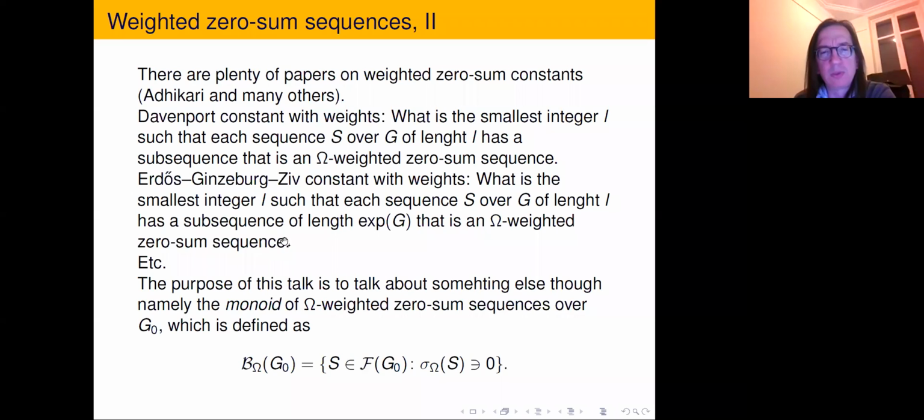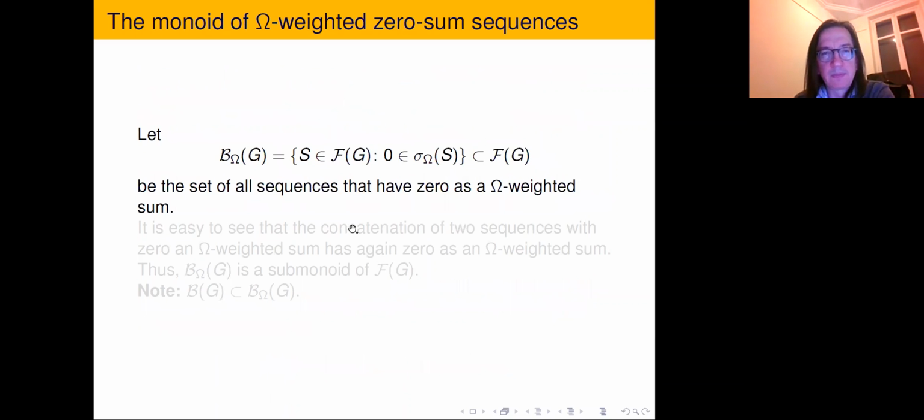But in this talk, we do something slightly different. So we rather study the arithmetic of this monoid of omega weighted zero-sum sequences. So we don't do zero-sum constants, but more arithmetic of these monoids. And so here's the definition correctly. So the monoid of omega weighted zero-sum sequences, these are all sequences over G_0 such that 0 is an omega weighted sum. And this is a submonoid of this free monoid, because the sequences have no weight, so it's just the usual sequence.